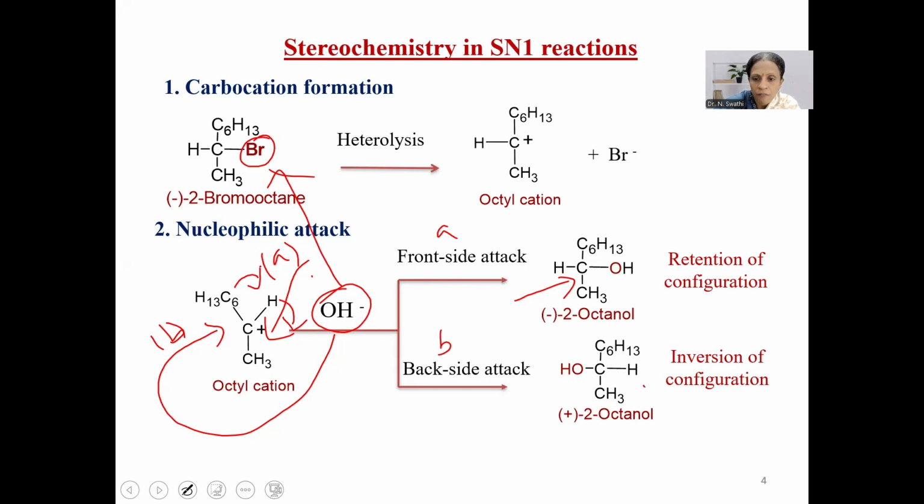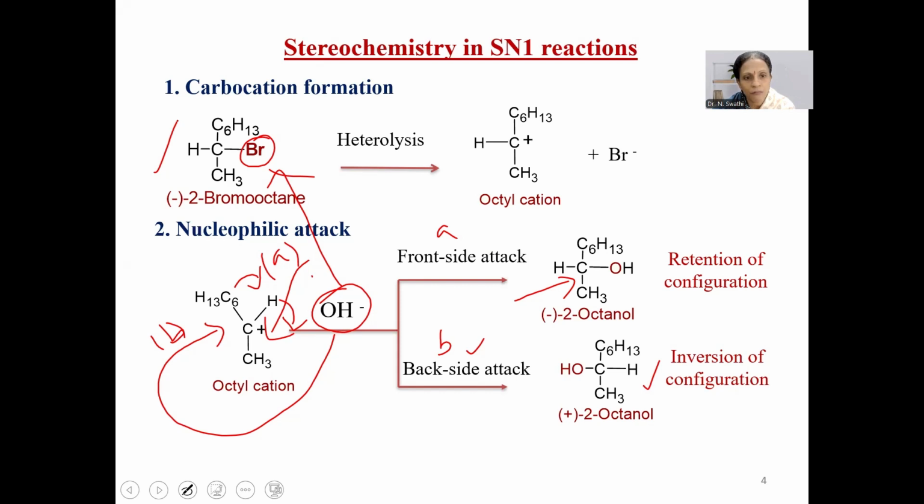And that is how we finally get 2-octanol with this particular configuration. Now if you compare the configuration of the 2-octanol molecule formed in the backside attack with the configuration of 2-bromo-octane, that is the starting compound, here the OH group is not directly taking the position of bromide. What is happening? OH is taking the hydrogen position, and hydrogen is taking the bromide position.